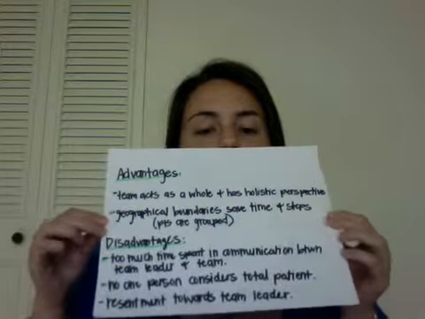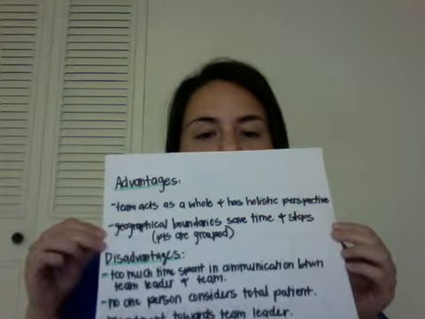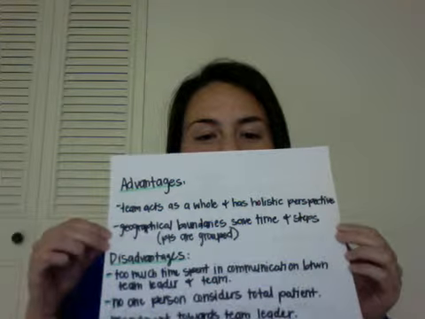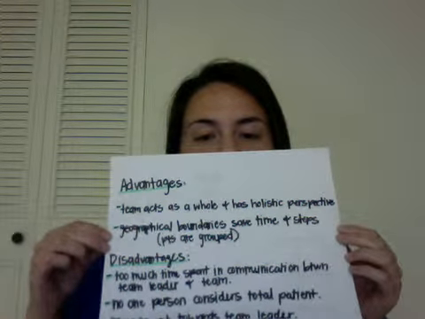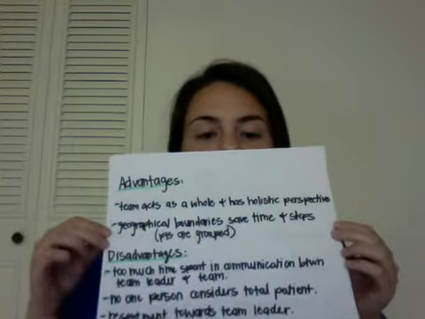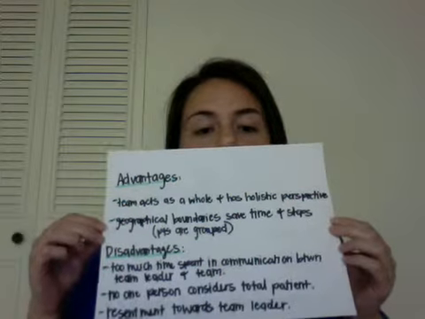Advantages of this kind of delivery care model is that the team acts as a whole and has a holistic perspective with the patients. There are geographical boundaries which save time and steps because the patients are grouped depending on the nurse's station or diagnosis or healthcare provider.